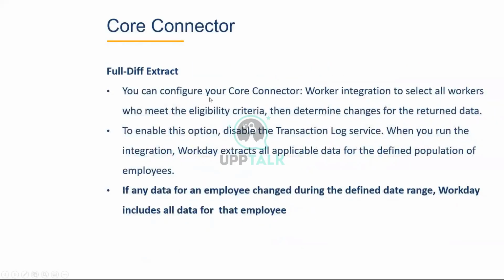In the core connector full diff extract, you can configure a core connector worker integration to select all workers who meet the eligibility criteria, then determine the changes for the return data. To enable this option, disable transaction log services. When you run the integration, Workday extracts all applicable data for the defined population of the employees. For any employee whose data changed during the defined date phase, Workday includes all data for that employee. Not just the changes, but all the data for that employee when you use a full file or full extract.